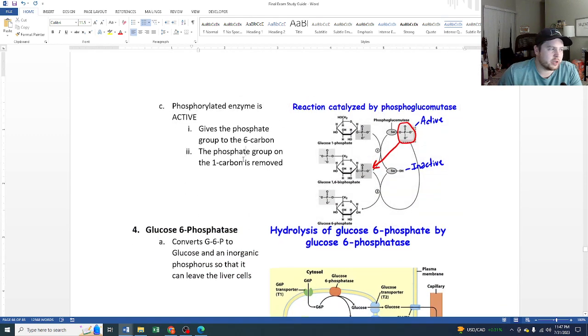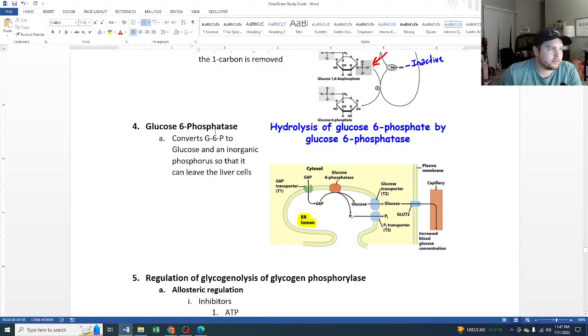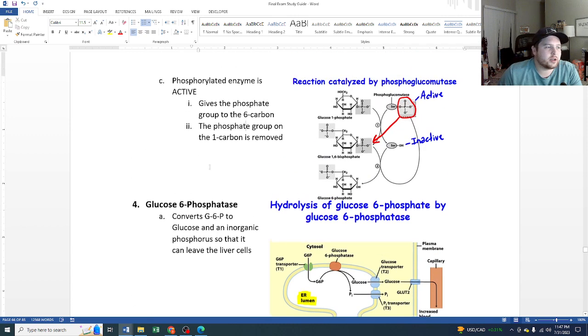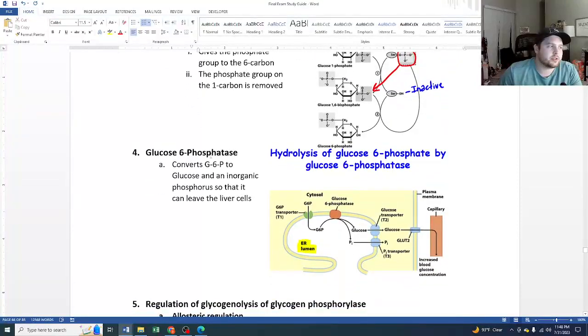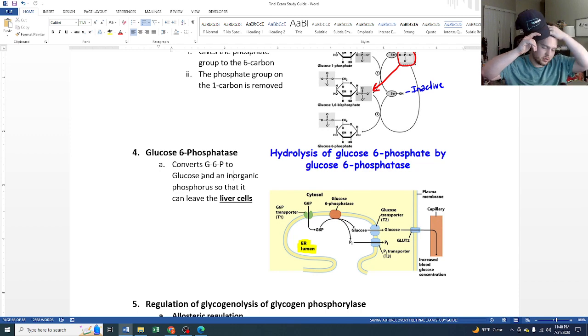We already talked about the phosphorylated enzyme, glucose 6-phosphatase. This is after the phosphoglucomutase converts G1P back to G6P. The glucose 6-phosphatase needs to break off that last phosphate so that it can be let back into the bloodstream. So this is going to happen in the liver. The glucose 6-phosphatase removes that phosphate so that it can travel through the cell membrane and go back into the blood and maintain the blood sugar of the body.